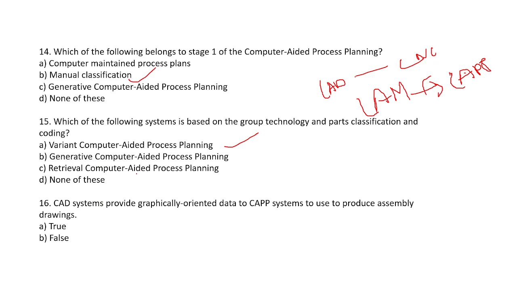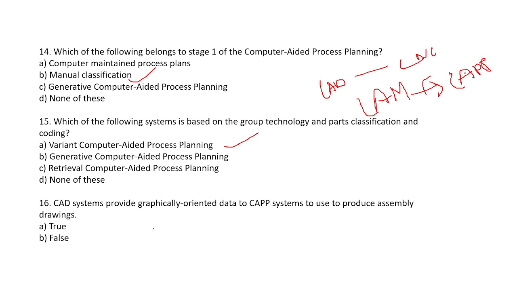Other than that, generative and retrieval, we have seen how they work. In generative, decision rules are built into the system itself. And in dynamic or generative CAP systems, artificial intelligence is taking those works forward. So only in variant computer aided process planning, group technology and part classification coding systems are used to identify the large number of attributes.